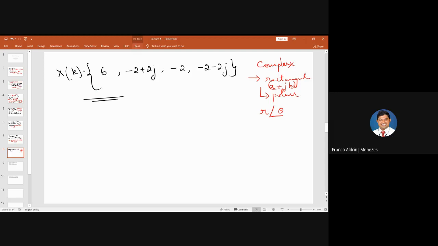I will draw a table for this particular case now. For the k values, the x of k values, the magnitude of x of k, this is the denotation we use for the magnitude, and the angle of x of k we have to obtain. So please try to obtain the magnitude and the angle.